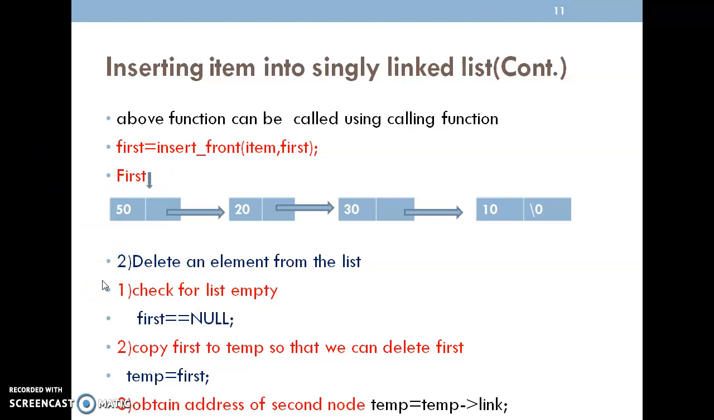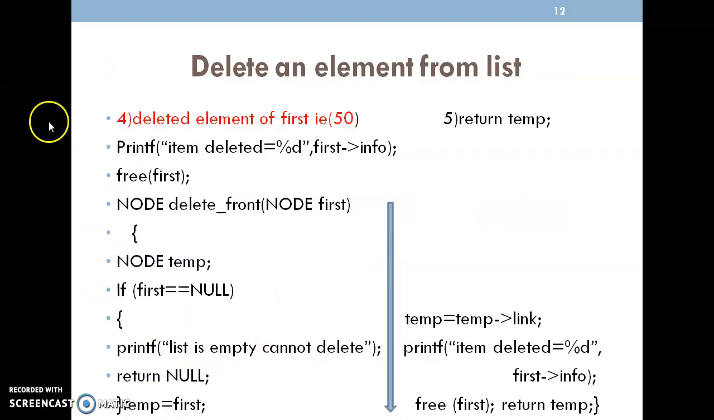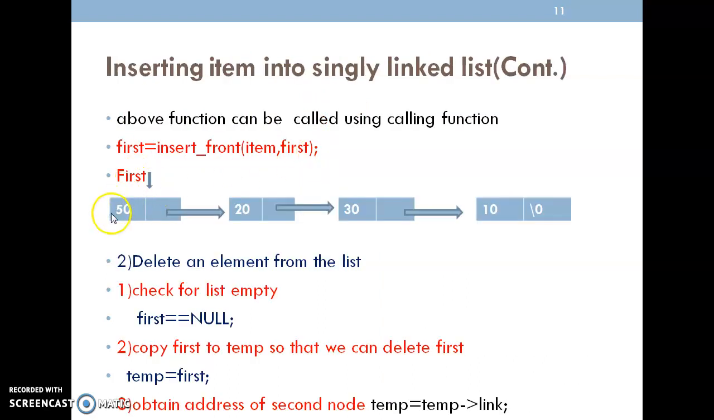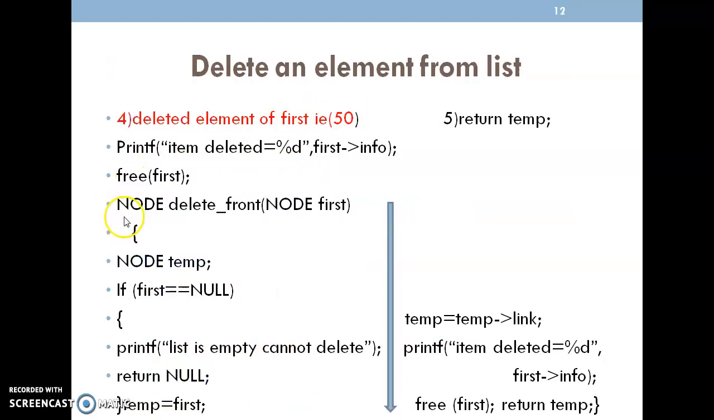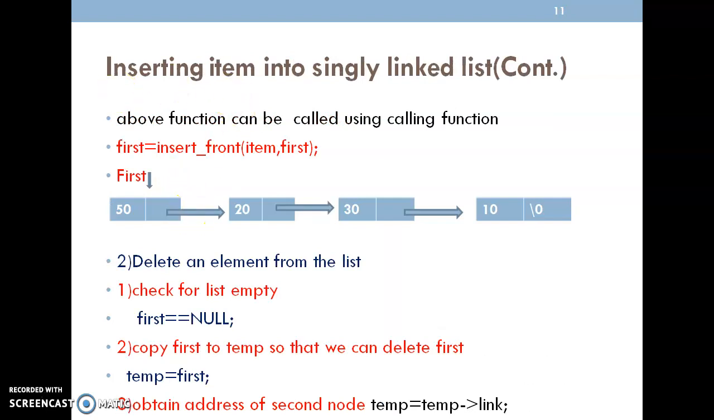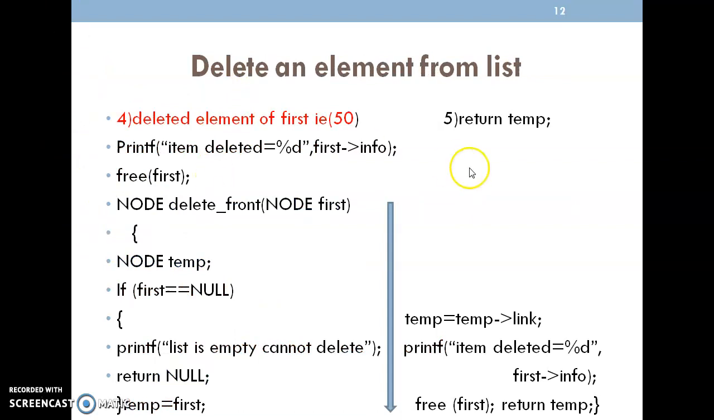So first display the content of that first node. The element of the first node to delete is 50. How to delete it? printf item deleted equal to percentage d, where the element is available, first pointer info, that I'm going to delete. So delete that 50, then free the first node, that is removed. Earlier it is first, now it becomes the temporary node. So return the temp value. That temp will be held by which variable? The first variable. So return that temp.